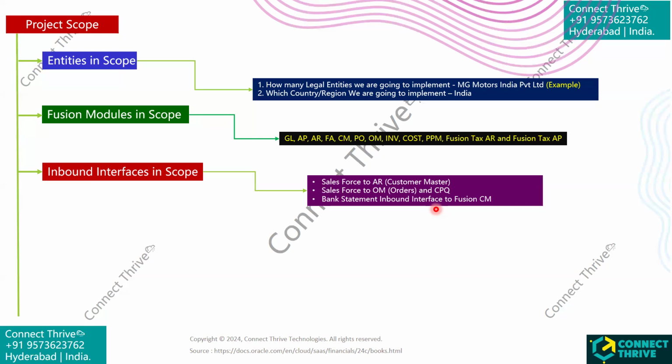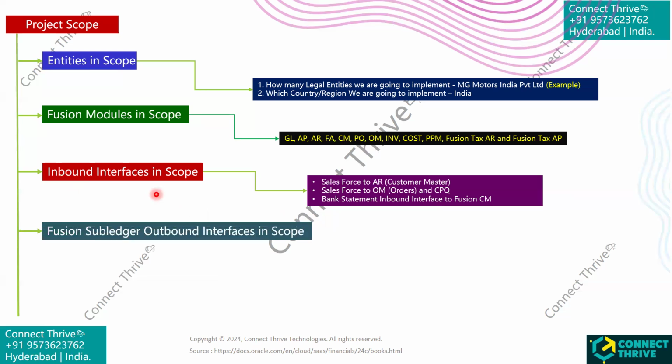There we will do manual reconciliation and automatic reconciliation with the help of the bank statement file. There are a lot of bank statement file formats available for cash management. I mean to say, we have BAI2 format. Okay. The next, MT940, and EDIFACT. There are a lot of formats. So based on what the customer and banker agreed, those formats will be implemented for the customer. Once the inbound interfaces are confirmed, then we will do the Fusion subledger outbound interfaces in scope.